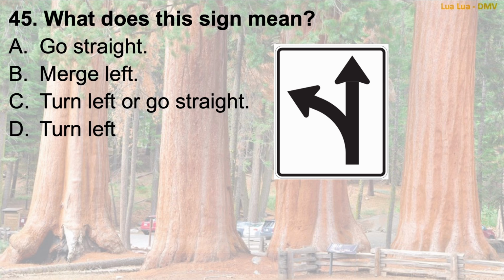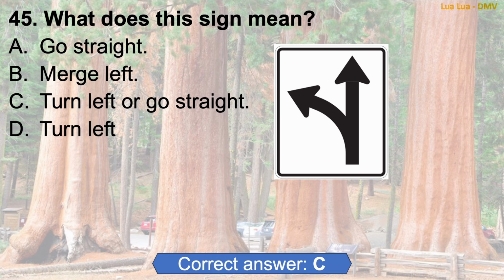Question 45. What does this sign mean? A. Go straight. B. Merge left. C. Turn left or go straight. D. Turn left. The correct answer is C. Turn left or go straight.